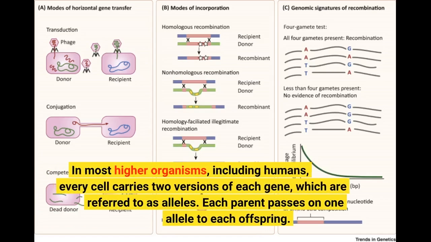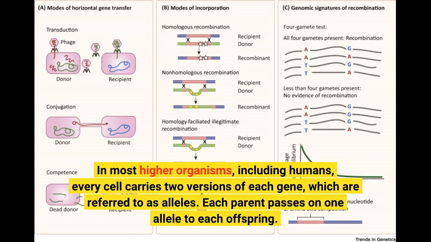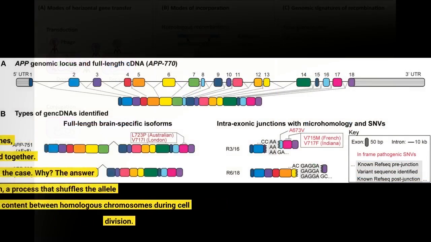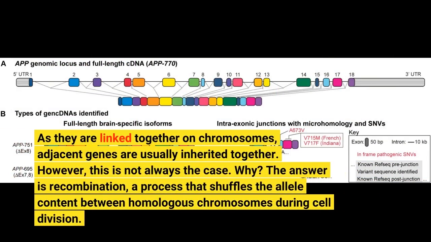In most higher organisms, including humans, every cell carries two versions of each gene, which are referred to as alleles. Each parent passes on one allele to each offspring. As they are linked together on chromosomes, adjacent genes are usually inherited together. However, this is not always the case. Why? The answer is recombination, a process that shuffles the allele content between homologous chromosomes during cell division.